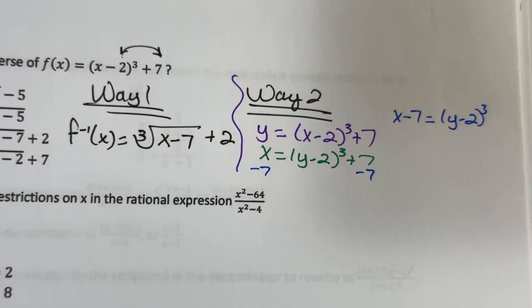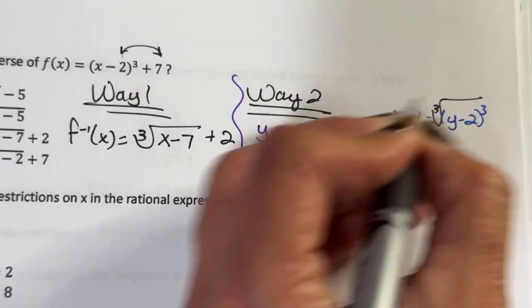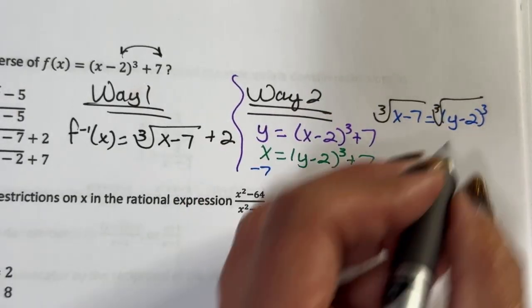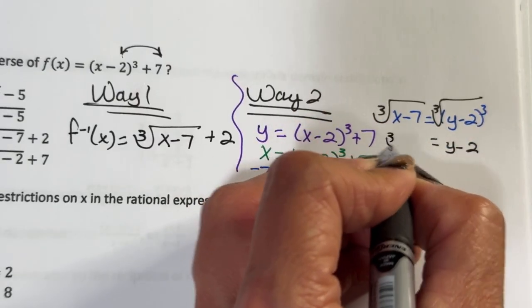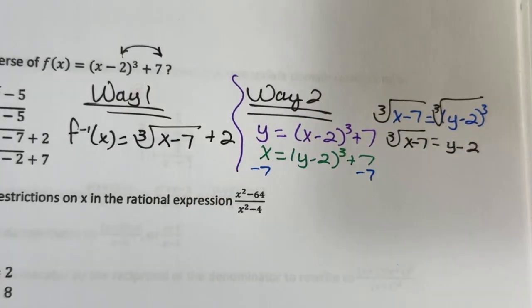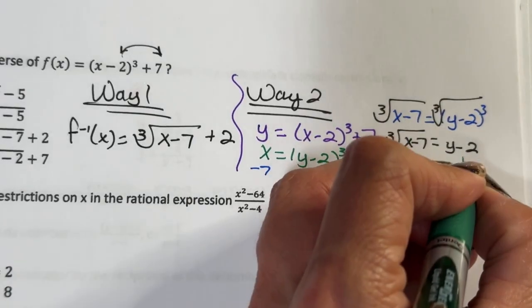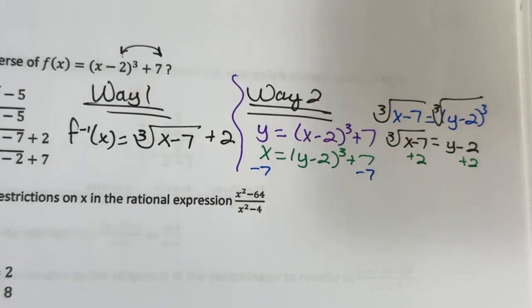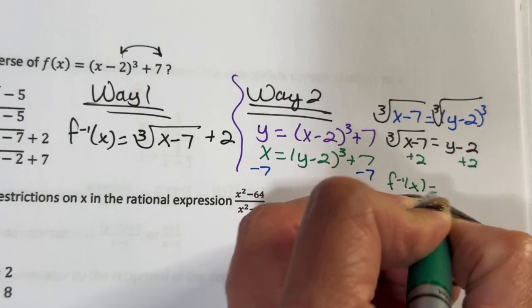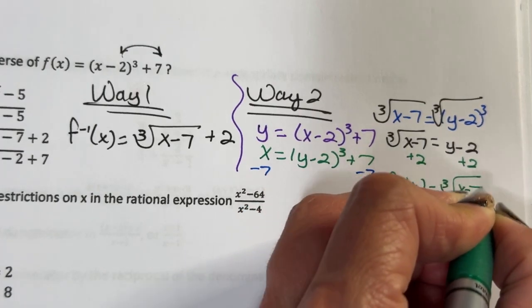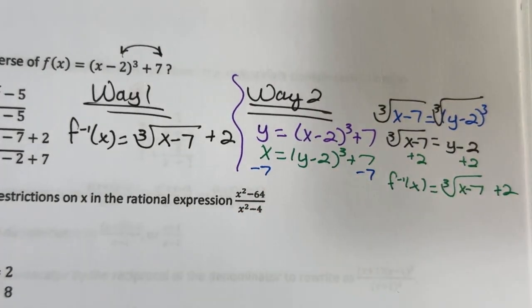And now we can undo the cube by cube rooting, which is where the cube root comes from. So poof, the y minus 2 comes out, and on the left, we're just going to have the cube root of x minus 7. But then we have to add that 2. Now remember, you can't add negative 7 and 2, because negative 7 is an inside number. 2 is an outside number. So f inverse of x is just going to equal the cube root of x minus 7, plus 2. There it is. Okay, so those are your 2 ways.